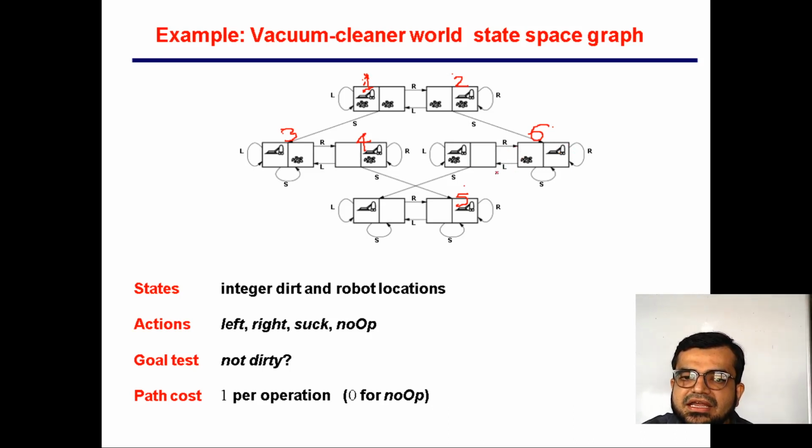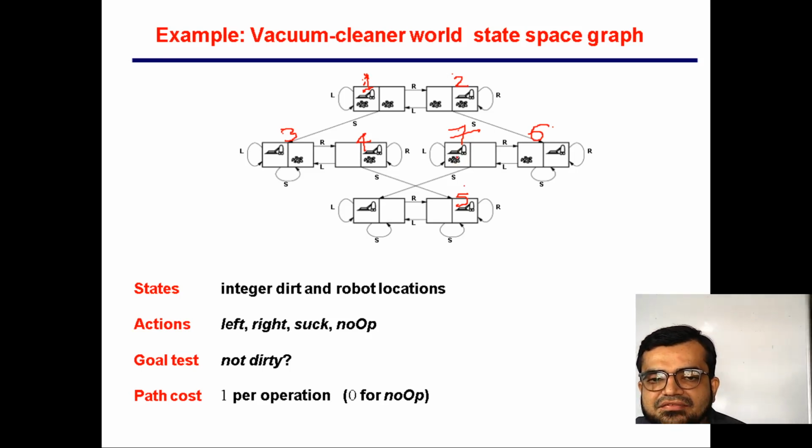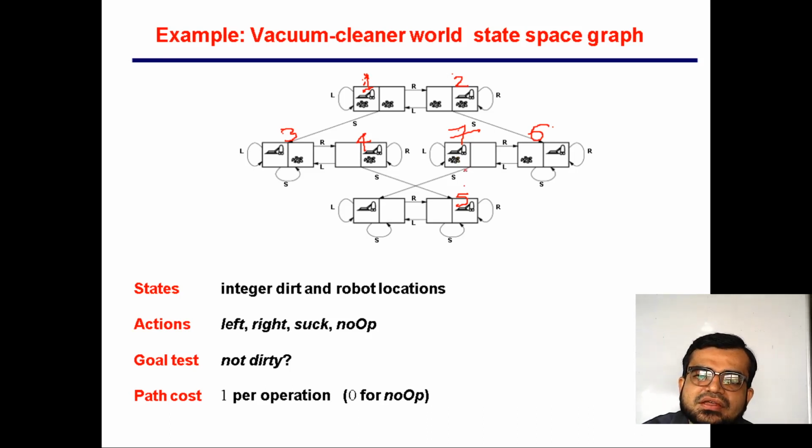If I am performing the left operation, then it moves into what I am calling the seventh state. In the seventh state, the robot is there in the first location, where the dirt is also available. Now what I need to do is clean this location. So when I perform the suck operation in the seventh state at the first location, it reaches the eighth state.